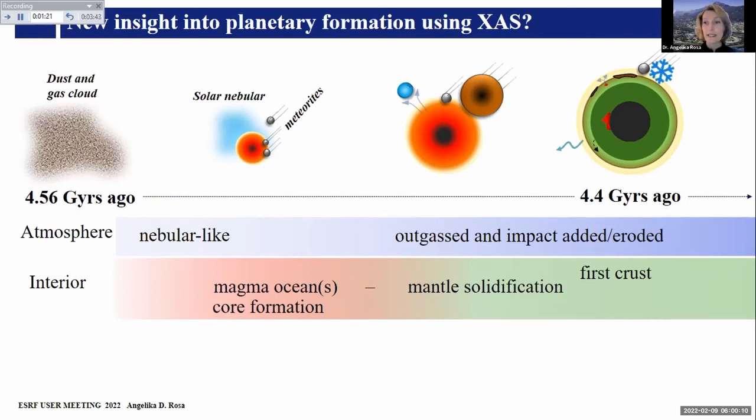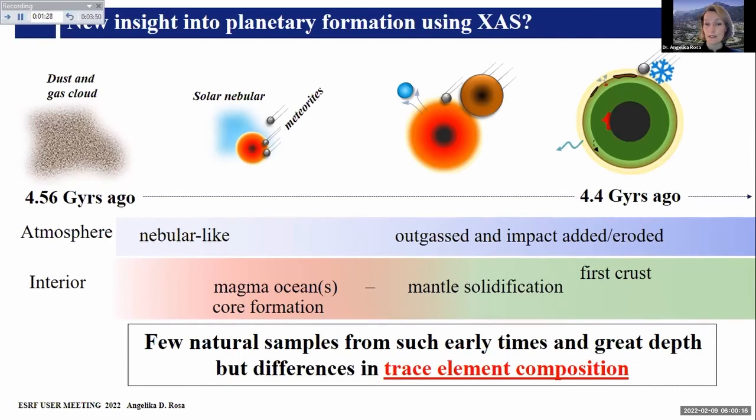Now, these key geological processes are very difficult to study because we have very few natural samples from such earliest times, and they are also of great depth. Most natural samples come from 100 kilometers, and sometimes we are lucky and find some that emerge from 600 kilometer depth. What we do observe are remnants of these geological processes, which are differences in trace element compositions.